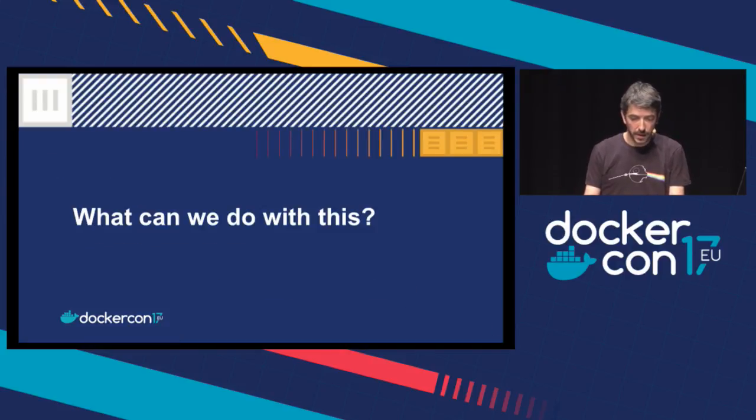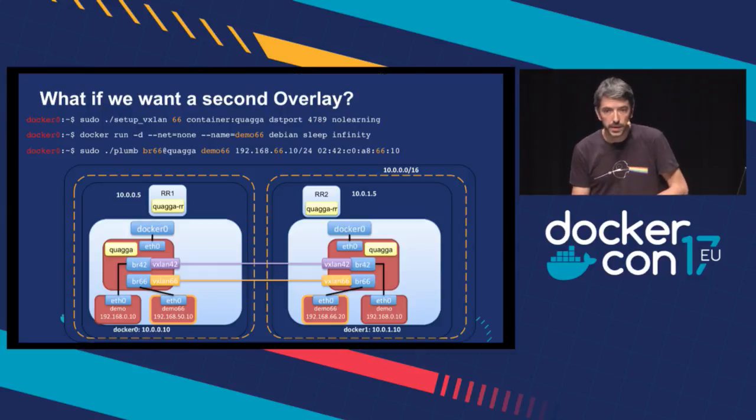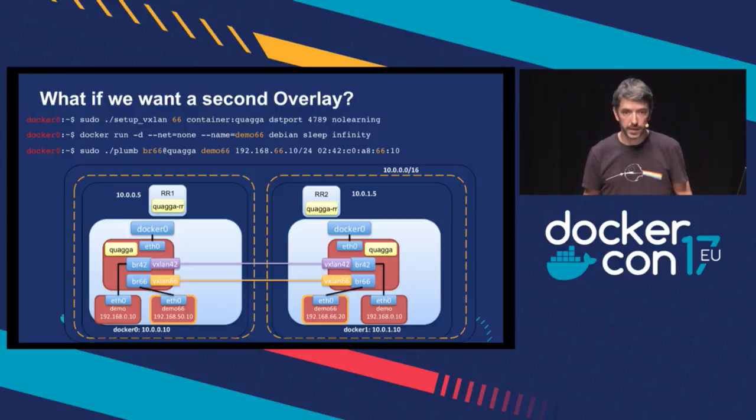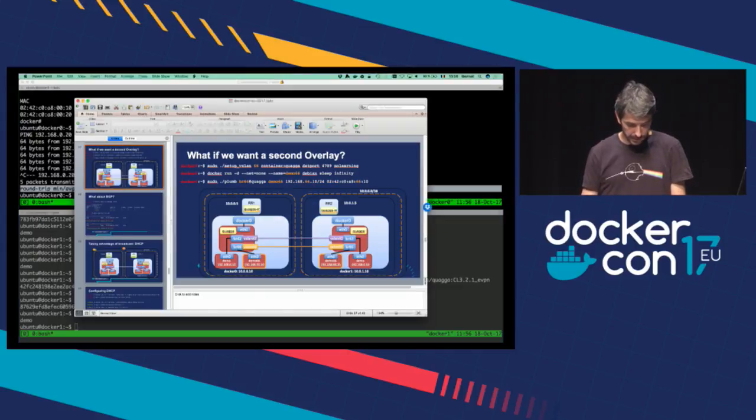So now that we've done this, we can do many things. The first thing we're going to do is create a second overlay, because we've created one. That's interesting, but what we want to do when we have overlays is to have different overlays and have them isolated. So I'm going to do exactly what I did before. I'm going to create a VXLAN interface inside my Quagga container namespace. And I'm going to create two new containers called demo66 inside of demo, connect them to the bridge, and give them MAC addresses slightly different, with 66 where there was 0 before. So let's do that.